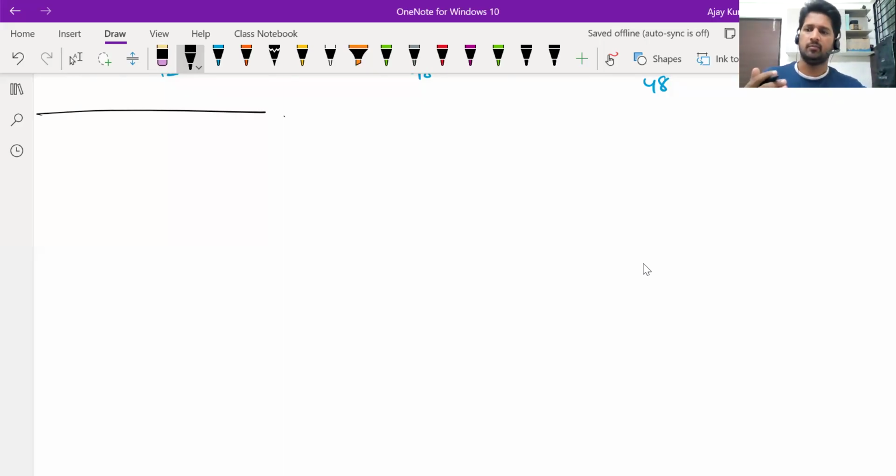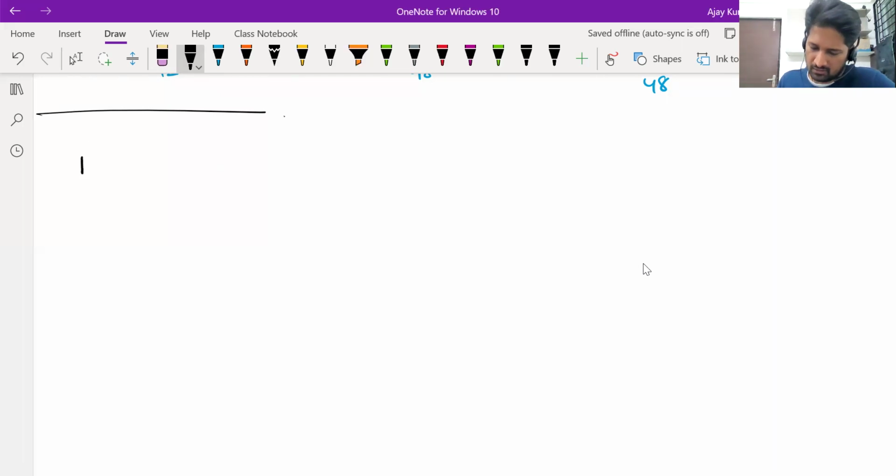So angular momentum is the rotational analog of linear momentum. Linear momentum tells you how difficult it is to stop a translating system from moving. Angular momentum tells you how difficult it is to stop a rotating system from moving. Okay.